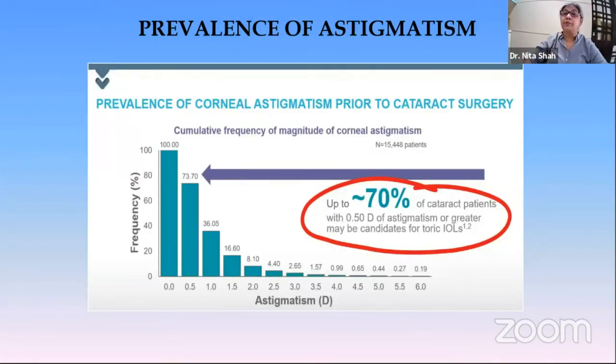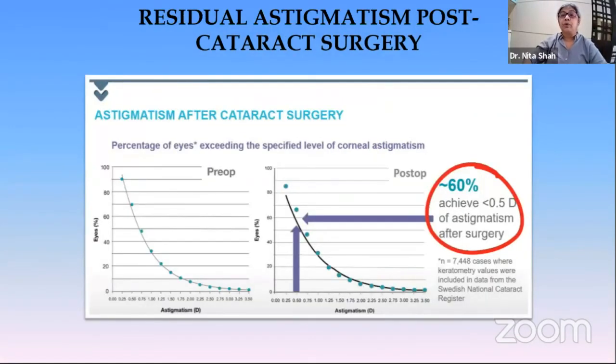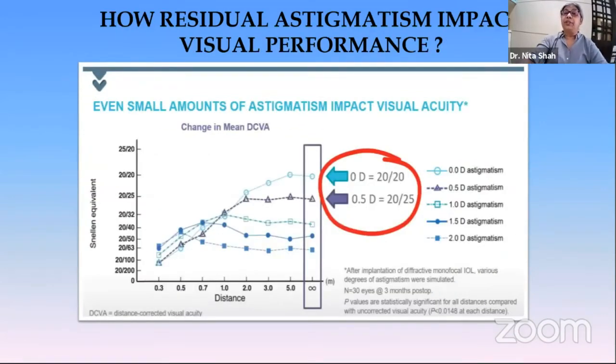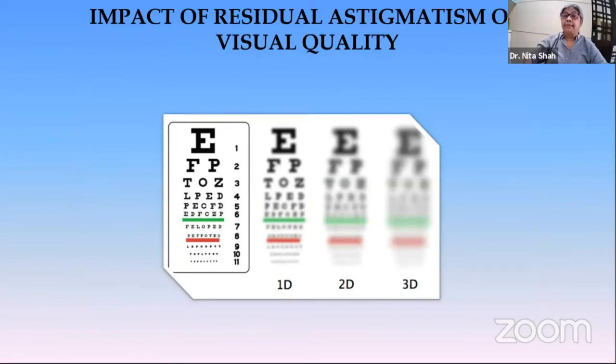The reason being that up to 70% of our cataract patients have some amount of astigmatism which needs to be looked into. And post-operatively, if this is not addressed, then at least 40% have it remaining, only 60% achieve less than 0.5 diopter. If the vision is 20/20, we can be very sure that the astigmatism was less than 0.5. The moment it goes to 0.5, the vision is not absolutely optimal that we would like.